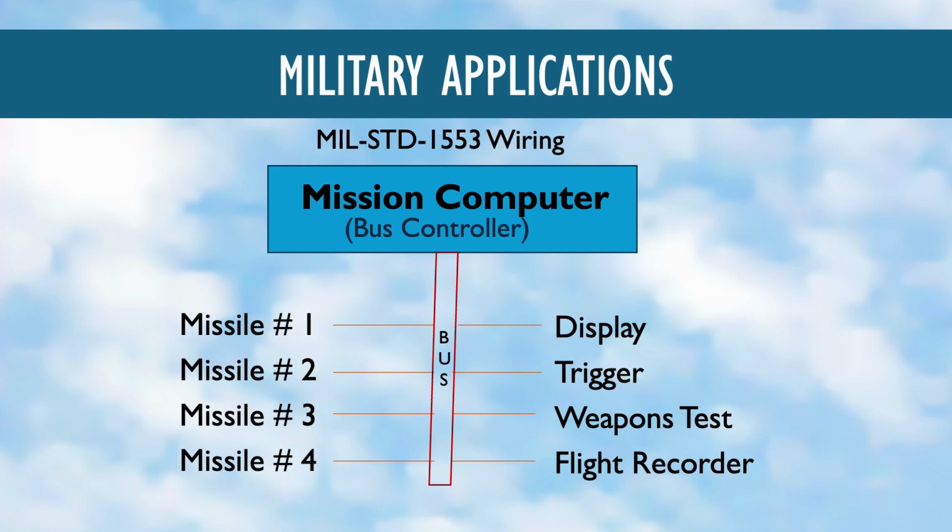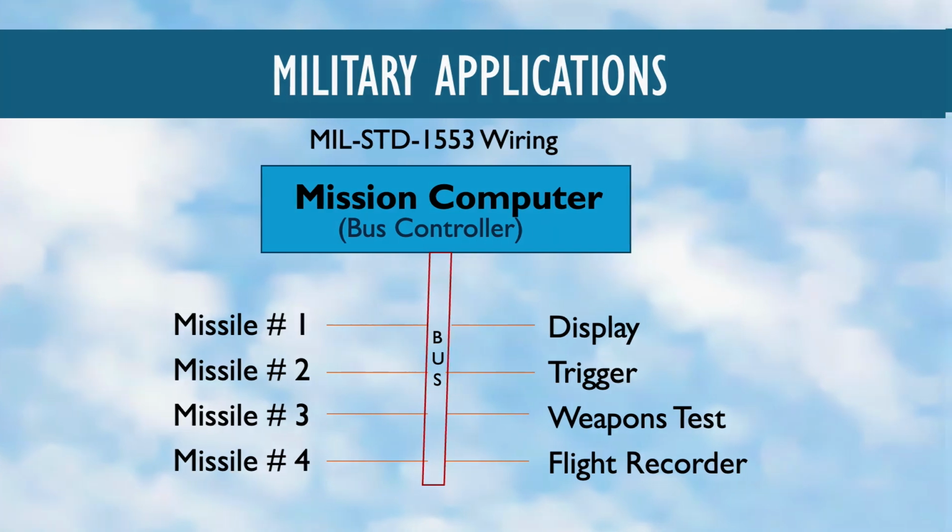It would be unfortunate if the trigger button always caused all four missiles to fire. MIL Standard 1553 therefore introduced the notion of a bus controller. The bus controller, or BC's, job is to coordinate between the various devices so everyone knows whose turn it is to talk and whose turn it is to listen.